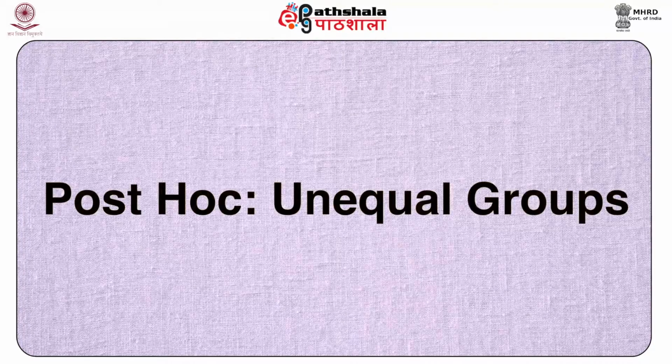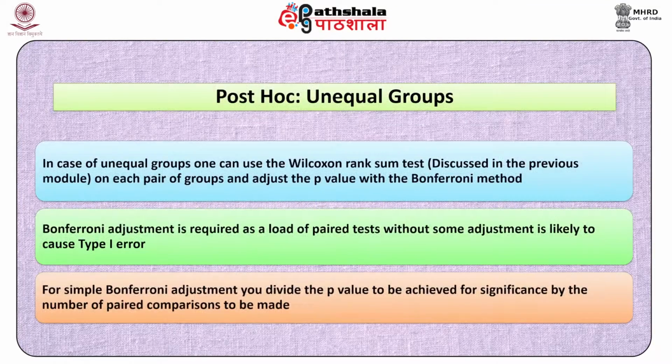Post hoc, unequal groups. In case of unequal groups, one can use the Wilcoxon rank sum test on each pair of groups and adjust the p-value with the Bonferroni method. Bonferroni adjustment is required as a load of paired tests without some adjustment is likely to cause type 1 error.